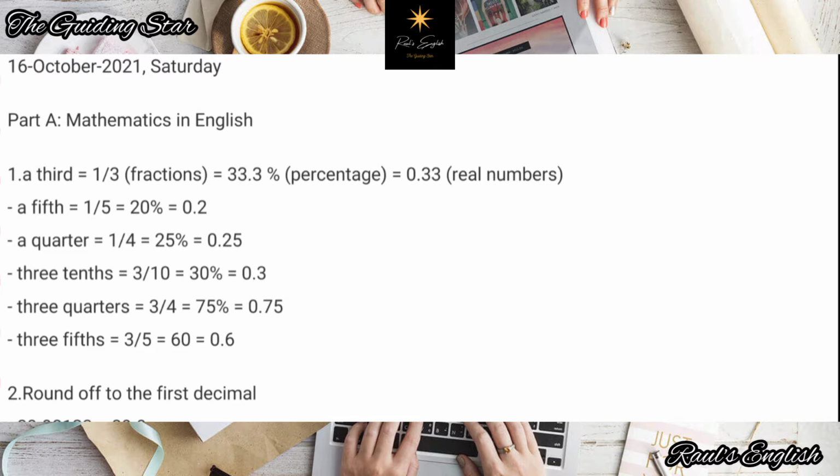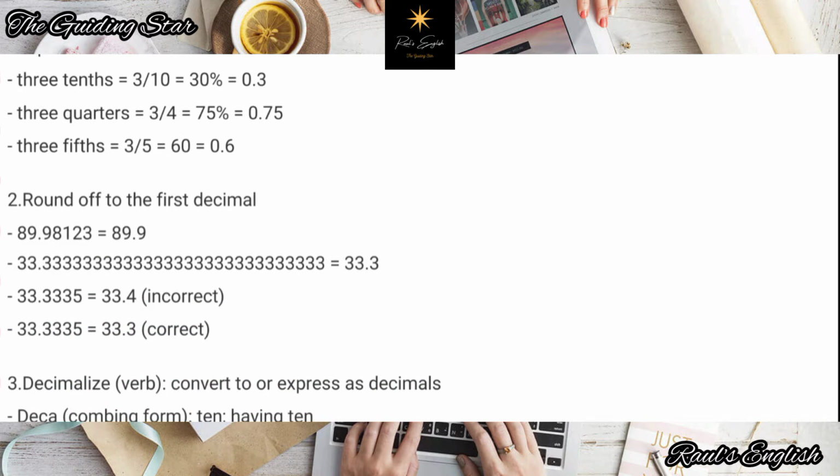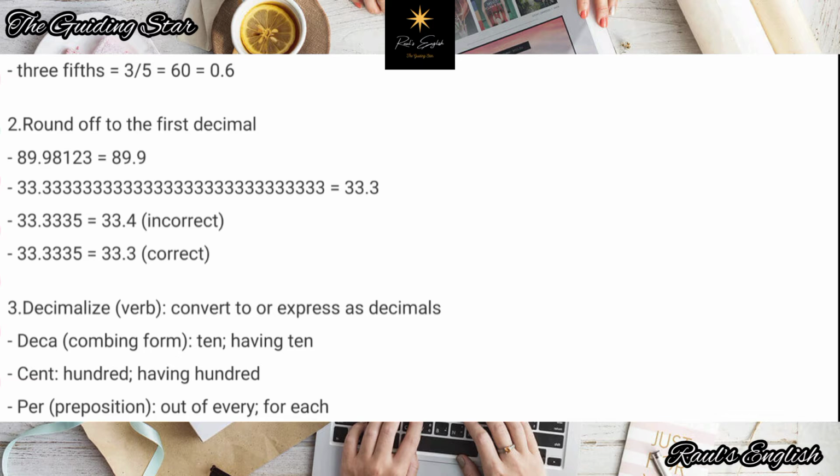Alright, let's go on to number 2. Round off to the first decimal. Somebody tells you to round off this number to the first decimal, or to the second decimal, or to the closest decimal, to the third decimal. You should be able to understand what that person wants, and you should be able to do it quickly.